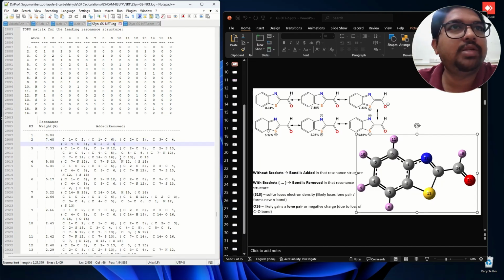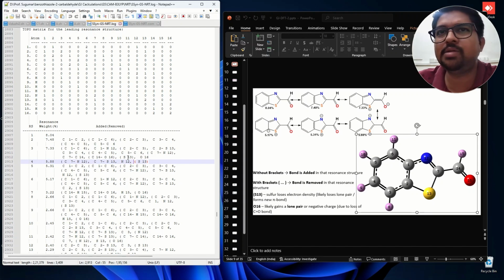Okay, and suppose a single atom is given in the bracket like this as 13 here, it means that element is losing an electron or carrying a positive charge, or the electron density is getting a loss. And if there is an element without bracket, it means it is carrying a negative charge, or it has a high electron density, like that it goes. Fine. Now we'll go with this second structure here.